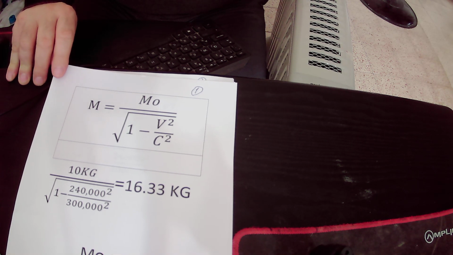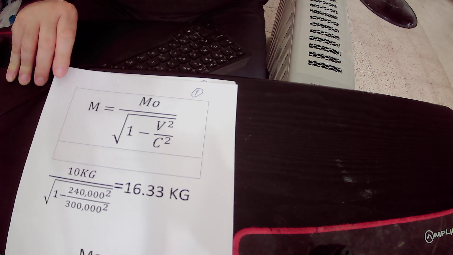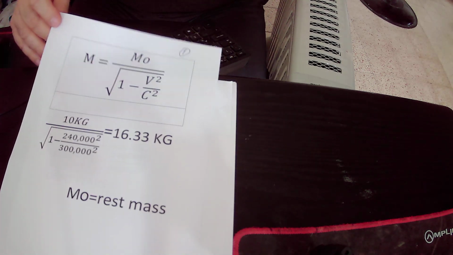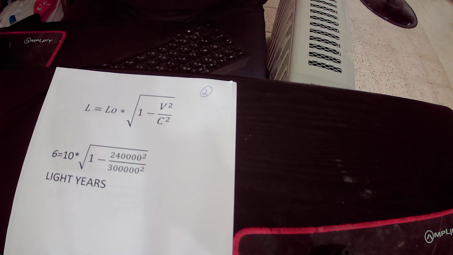Okay, so now I will talk about the second phenomenon that occurs when someone is traveling at very high speed in space, and the phenomenon is length contraction or shortening of distance.